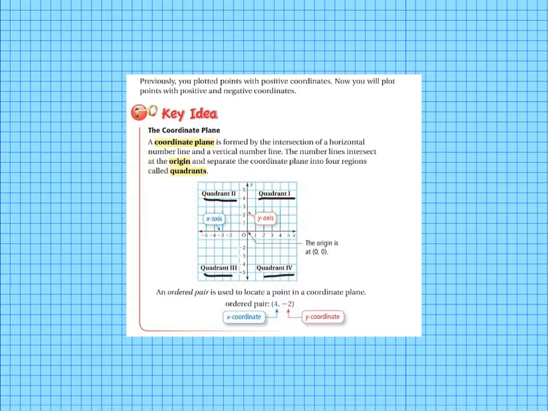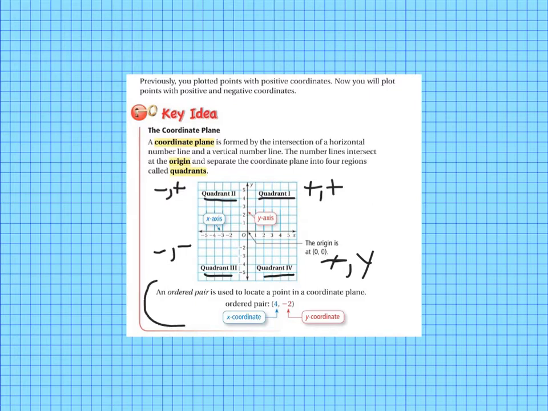So we start with quadrant 1 being where all the positive numbers are, positives and positives. Quadrant 2 is where we have a negative x coordinate and a positive y. Quadrant 3 is where everything is negative. And quadrant 4 is where our x is positive, and our y is negative. So need to keep those in mind and be sure you get that information into your notes.